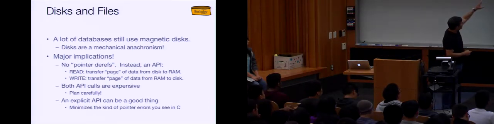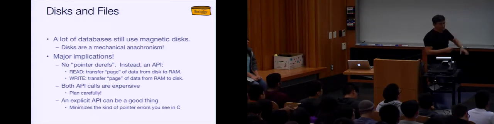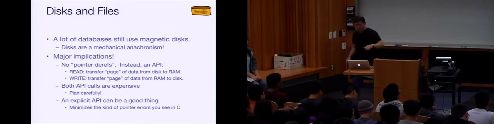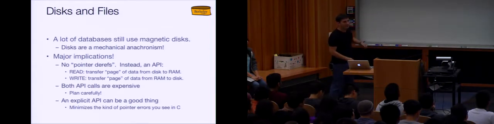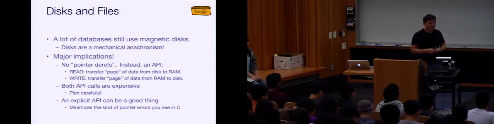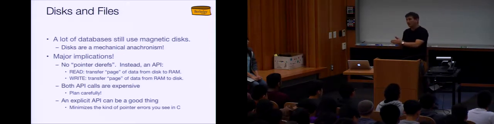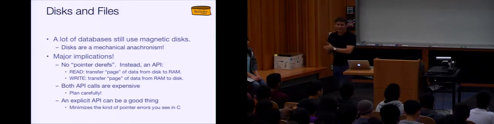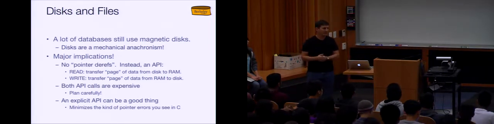Those API calls are wildly expensive, especially with magnetic disks. And I'll show you what I mean by that quantitatively in a slide or two. So we're going to want to plan these IOs carefully. You don't just want to do them all the time. And if you're going to pay for an IO, you better get some goodness out of that. You want to get the most out of every IO that you do.